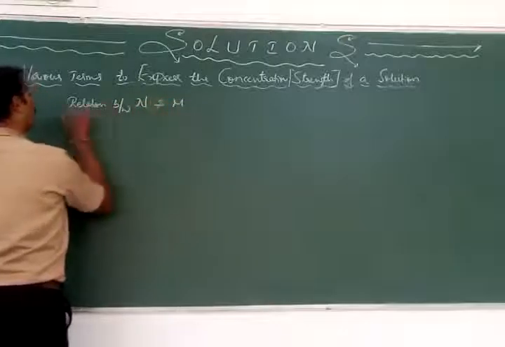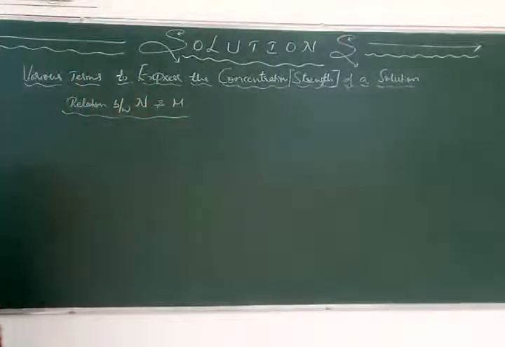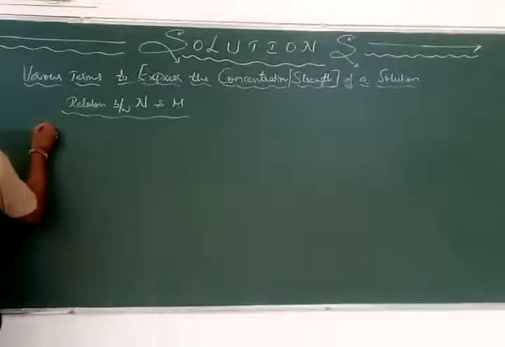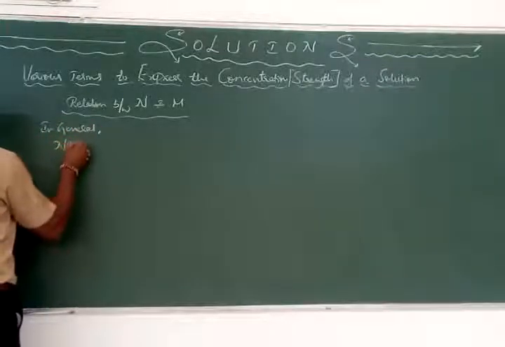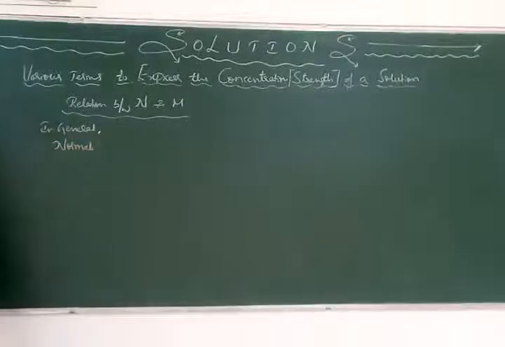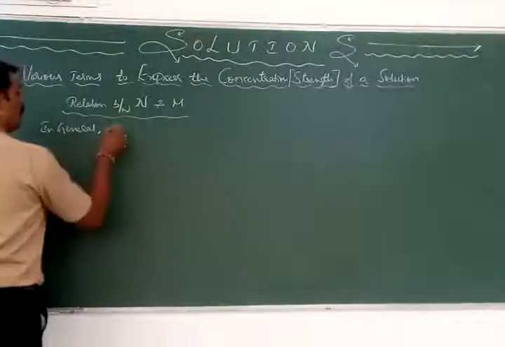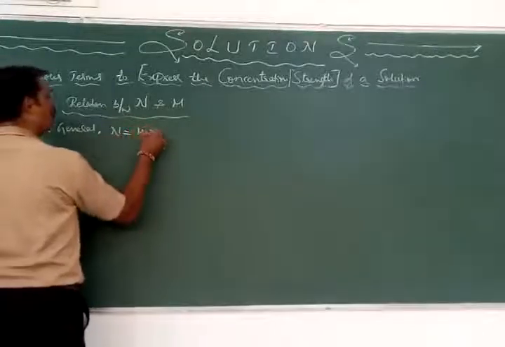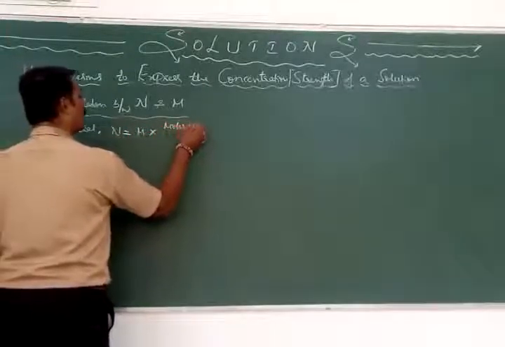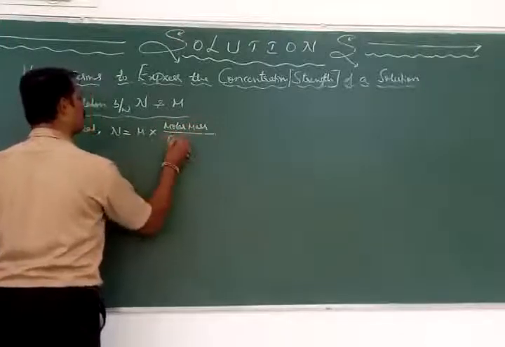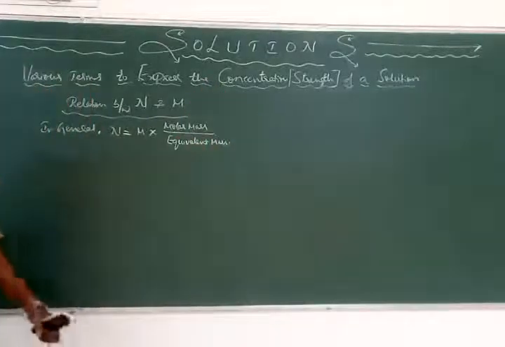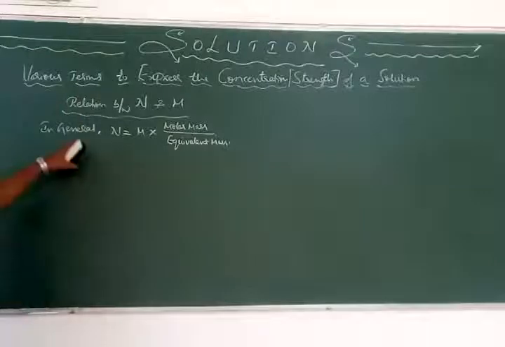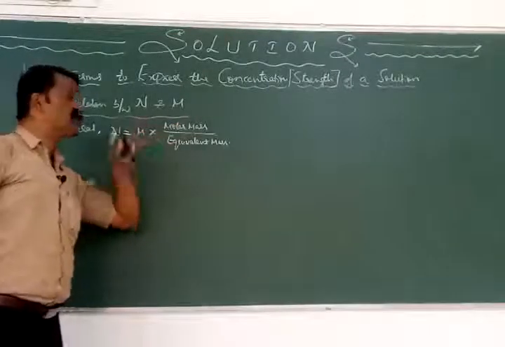Here first we will have the relation between normality and molarity. N is normality, M is molarity. In general, normality is equal to N = M into molar mass divided by the respective equivalent mass. This is a general relation between the normality and the molarity. Normality is always equal to molarity into molecular mass divided by the equivalent mass.